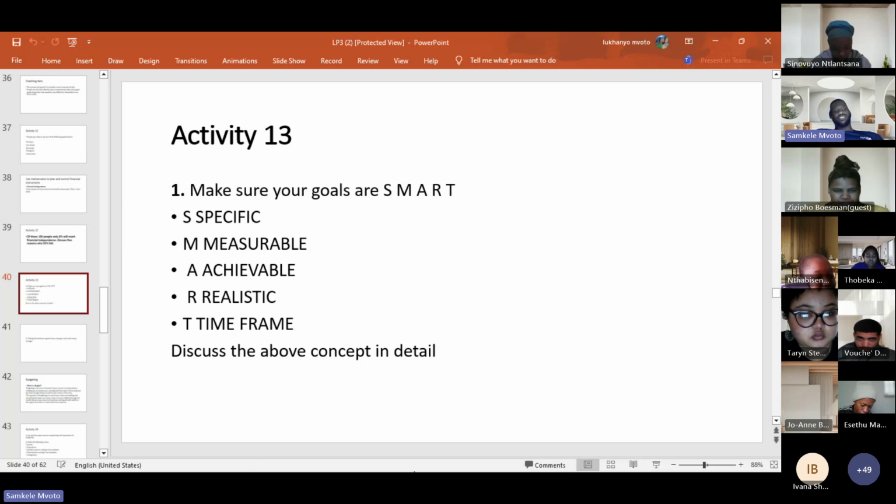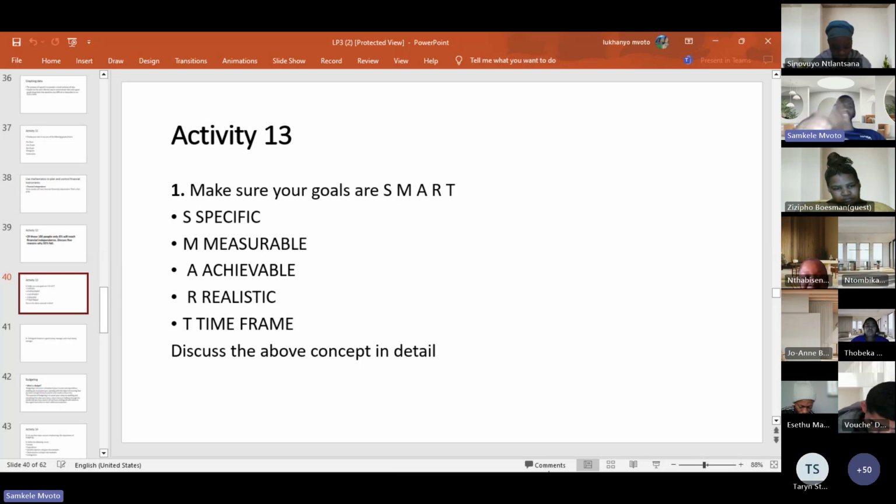Goals are SMART: specific, measurable, achievable, realistic. Discuss the above content. Let's take about 10 minutes. Just do research on these five words. Let's take 10 minutes and get more information about these words, and then we'll meet back at 20 past. I'm going to mute my mic now.